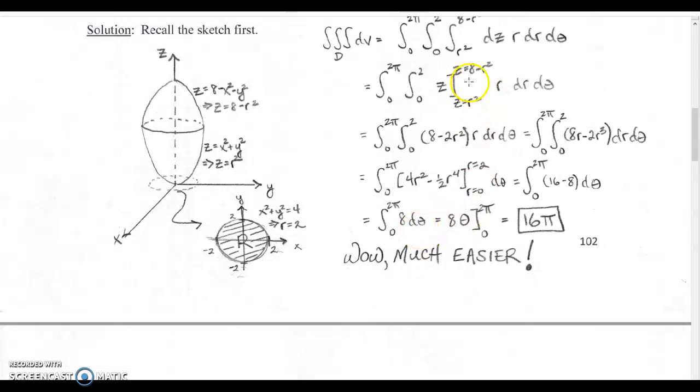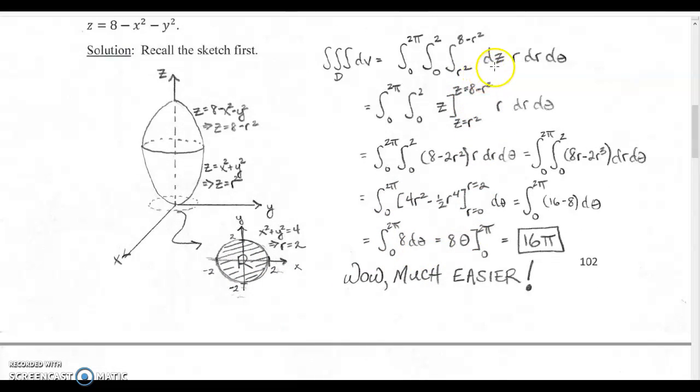So this becomes a very simple integration. I first integrate with respect to z, and I get z. Evaluate it from r squared to 8 minus r squared. Evaluate it using the fundamental theorem. That simplifies to 8 minus 2r squared. I still have my r from the r dr d theta, so I'll distribute that through now. It's 8r minus 2r cubed.